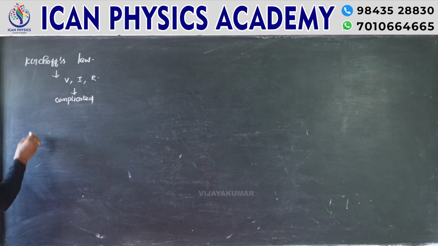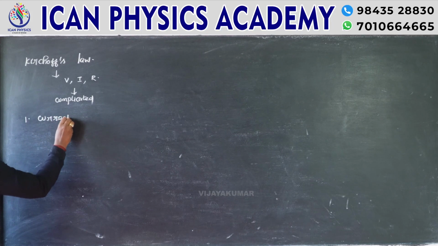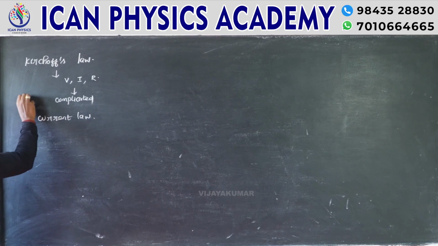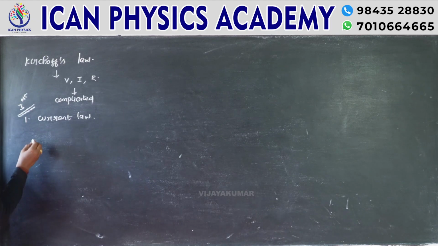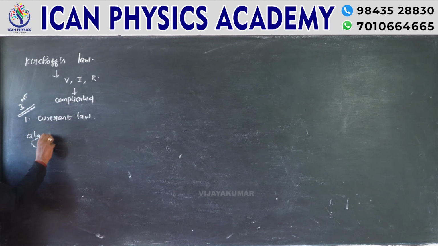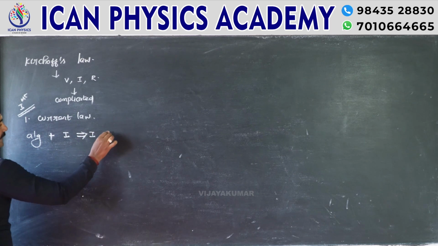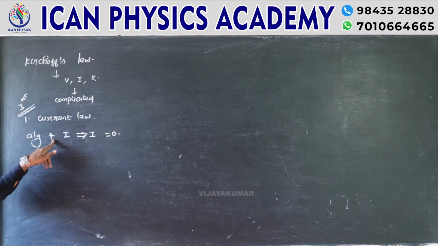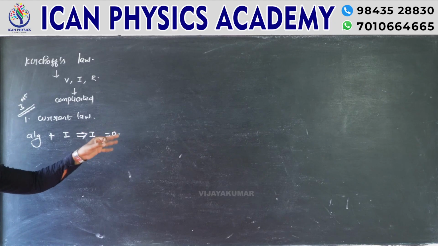He gave two laws. The first law is called the current law. The first law is otherwise called the current law. What is the current law? The algebraic sum of current meeting at a junction is 0. That's all. The algebraic sum of current meeting at a junction is 0.